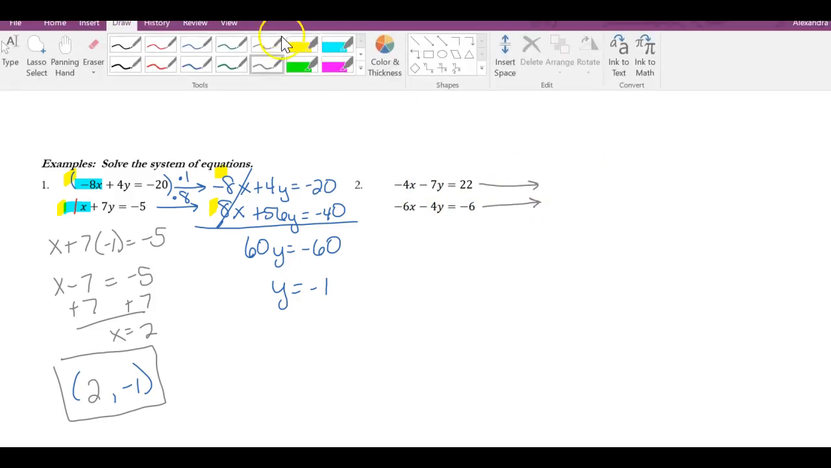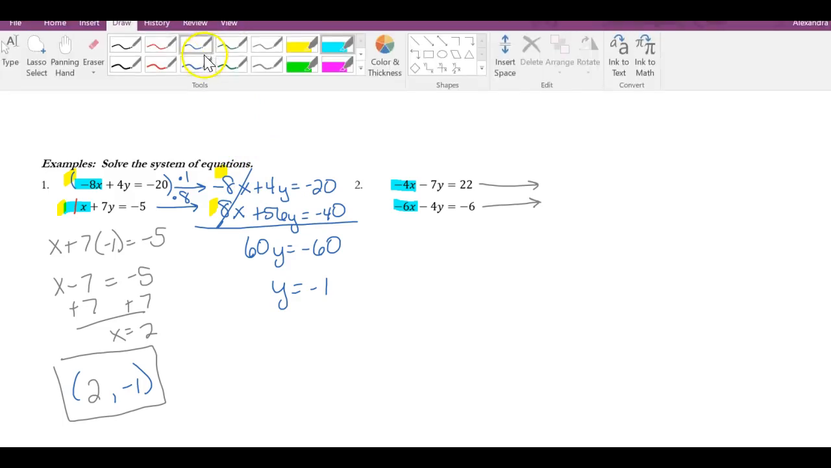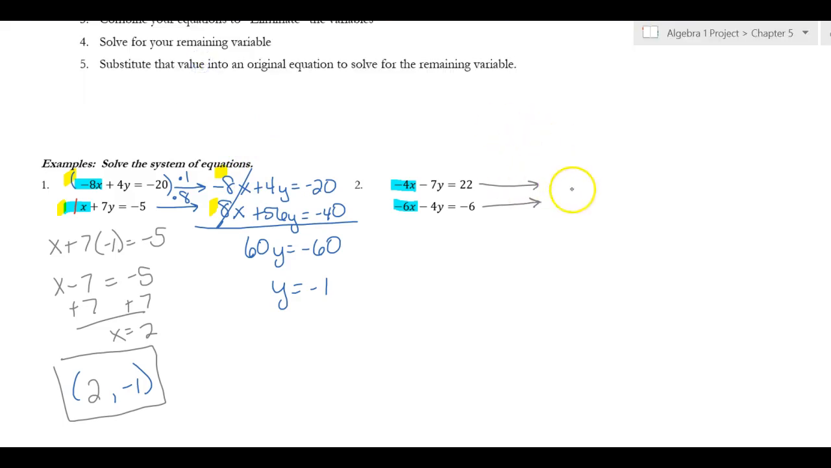And so what I do is, there's a couple things you could do. You could just multiply 4 times 6 to get 24. But you can also see, what's the smallest number that 4 and 6 go into? And the smallest number that 4 and 6 go into is 12. So I'm going to have a 12x and a 12x. One of them needs to be positive, one of them needs to be negative. I'm going to make this bottom one negative and the top one positive.